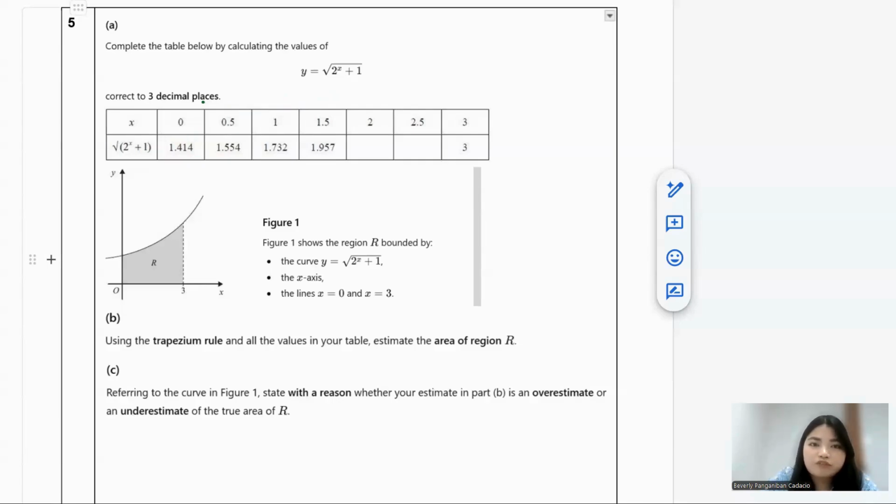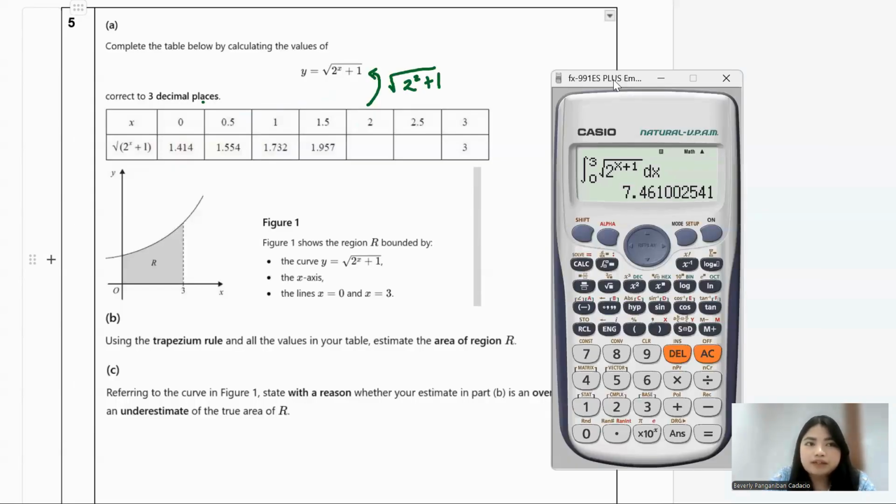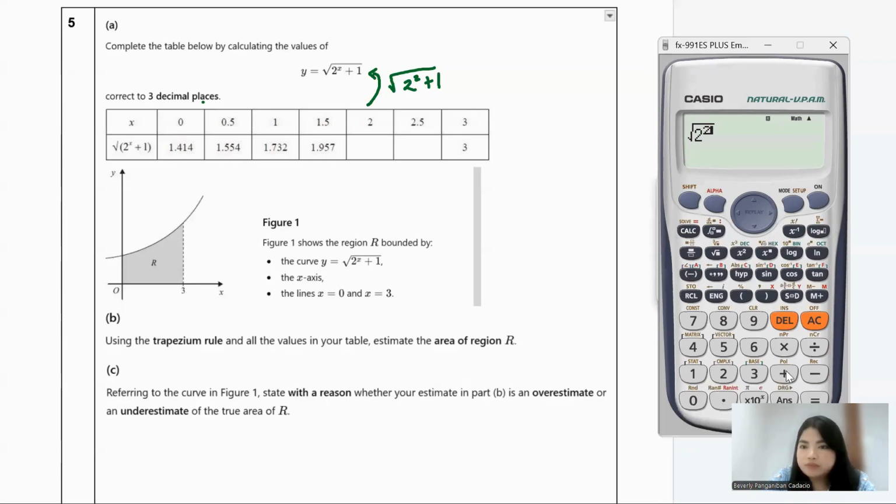What I need to do is complete this 2 now. So I'll just put in the calculator, which will become square root of 2 raised to 2, plus 1. We need 3 decimal places. You need to follow these instructions right here. So let me show the use of the calculator in this part. Square root of 2 raised to x, I'm going to put now the number that I'm supposed to substitute. Then cursor down, plus 1.